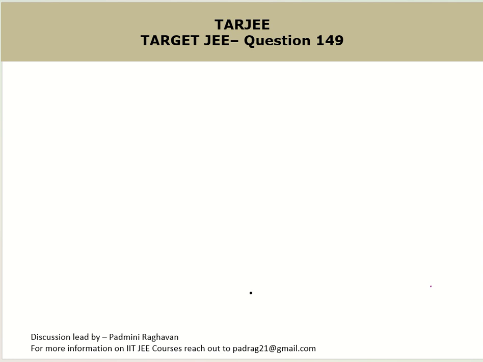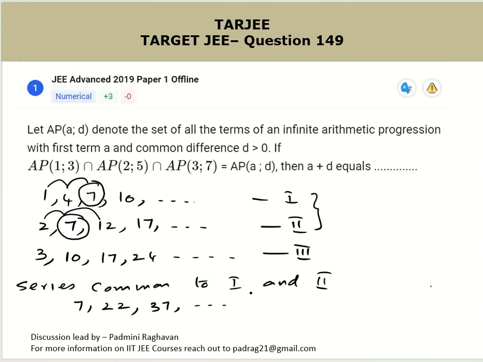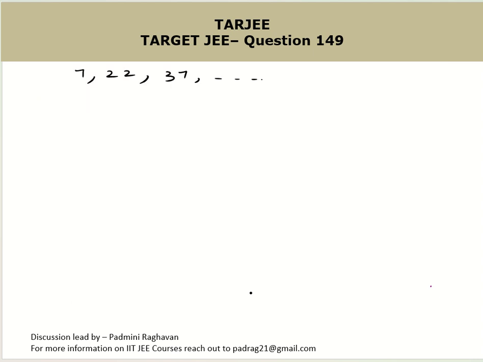Let me write it in the next slide. 7, 7 plus 15 is 22, 22 plus 15 is 37 and so on. This is the series common to series 1 and series 2. Series 3 is 3, 10, 17, 24, etc. Now you need to find a series common to these two, which will give us the required series, but you can't see any term which is common, and we can't be writing an indefinite number of terms.